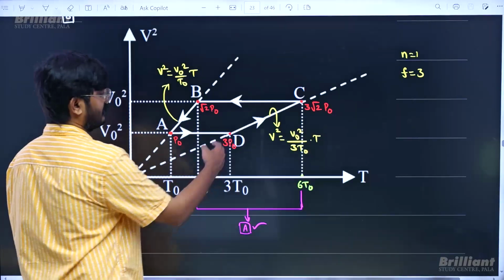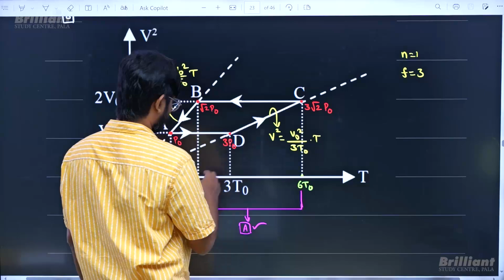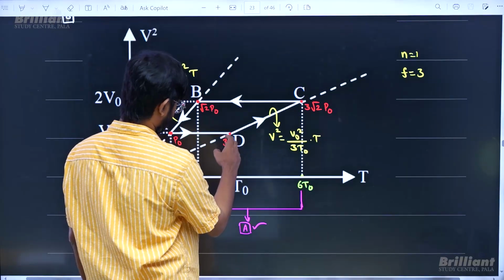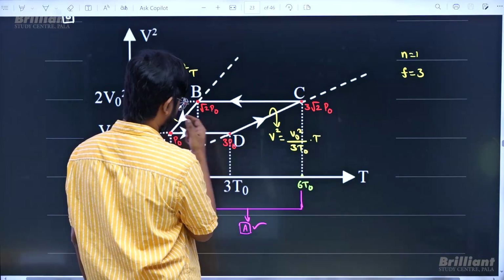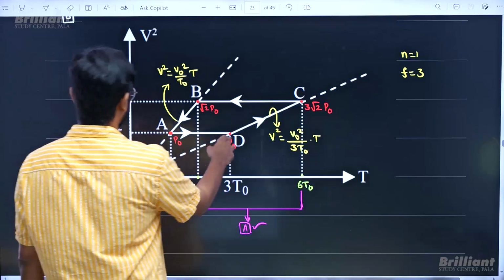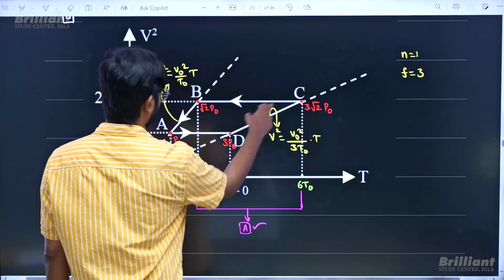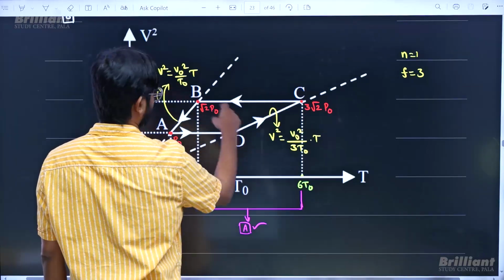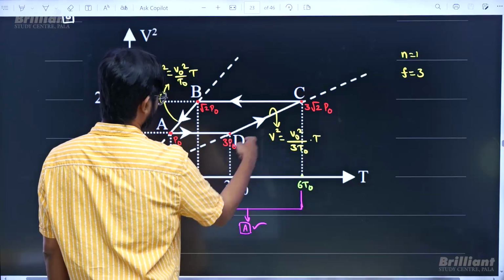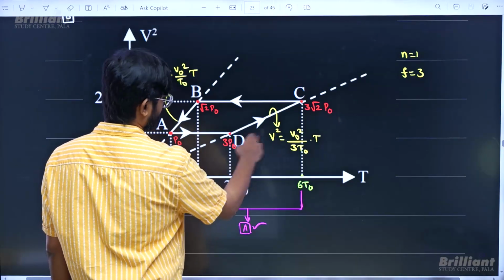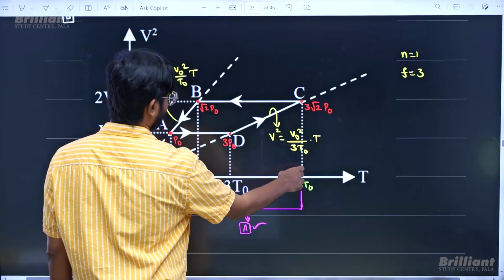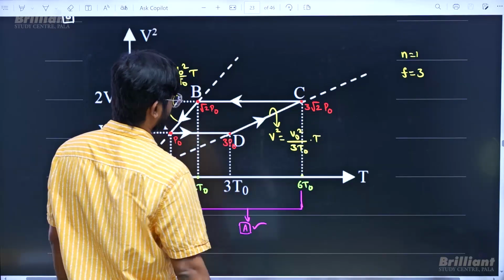Now in the similar fashion, you can write this line equation, and you can see temperature is going from, pressure is, volume here was V0, volume here was root 2 V0, so you can substitute 2 V0 square, so temperature is going to become twice of this, so it is going to become 6 T0. Once you get this temperature, you can find this pressure also.